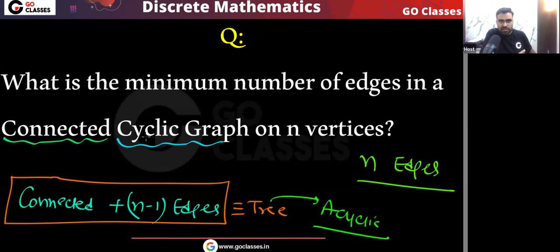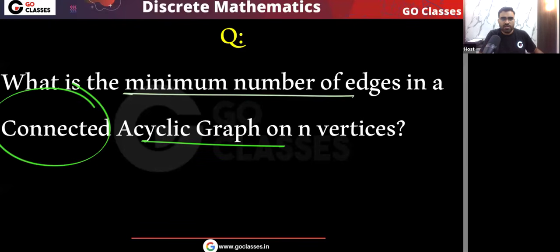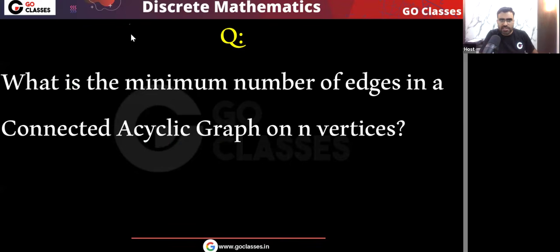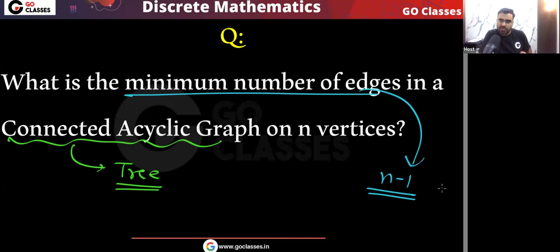So if you want a cycle, then one more edge you have to put. So the answer will be n edges. Okay, very simple point. Tell me the answer for this question. What is the minimum number of edges in a connected acyclic graph? Remember, connected acyclic graph. This is the definition of a tree. Yes or no? Now you can easily see in a tree, the number of edges is fixed. No maximum, no minimum. Yes or no? So whether you take maximum or minimum, the answer will be n minus 1.